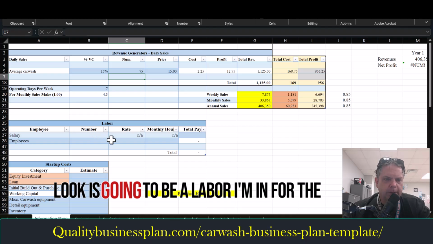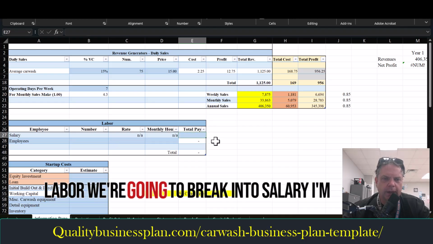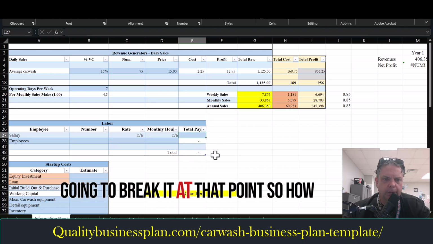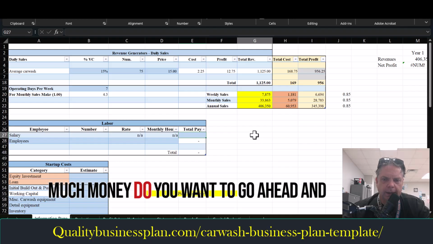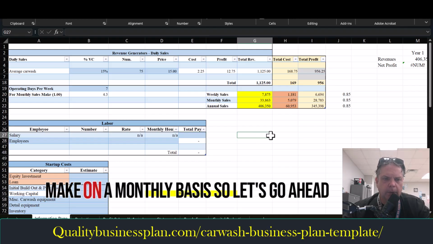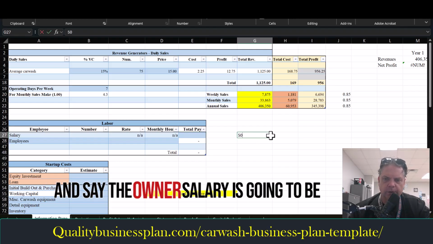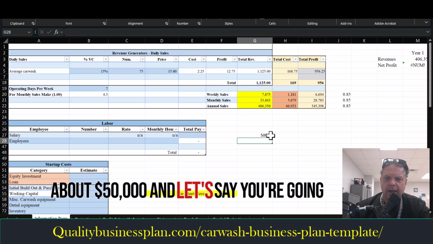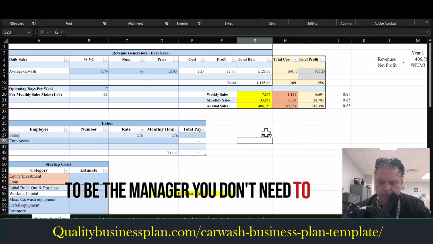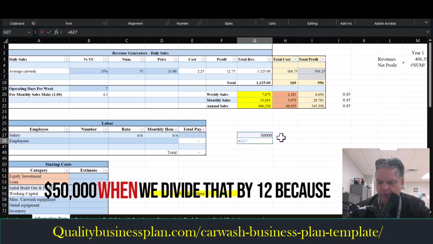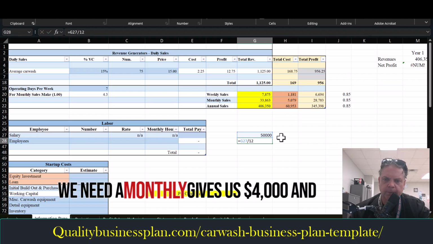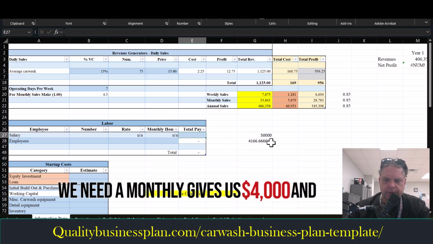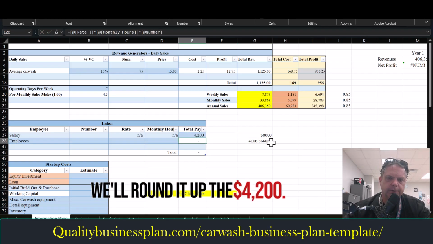Next thing we need to take a look at is the labor. For the labor, I'm going to break it into salary and employees. So how much money do you want to make on a monthly basis? Let's say the owner's salary is going to be about $50,000, and let's say you're going to be the manager. You don't need a manager. So we're going to take that $50,000 and divide it by 12 because we need it monthly. That gives us about $4,000, so we'll round it up to $4,200.